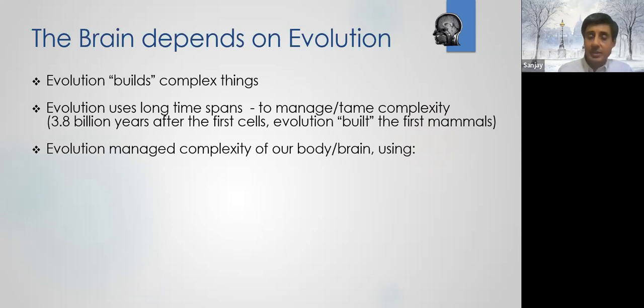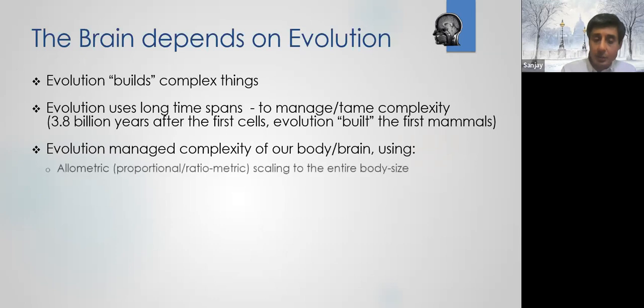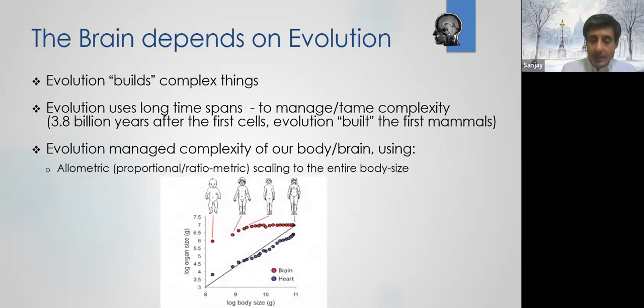Prior to this, I talked about two other tools, so I'm going to try to tie these together here. Evolution managed complexity in our brain and body using a few systems. Again, the allometric proportioning, I'm tying these together from the previous slide. This graph basically shows two lines. The blue line is the way that our body grows, and it grows almost linearly in time. At the bottom, you'll see age, roughly zero to, on the right, 11 years.